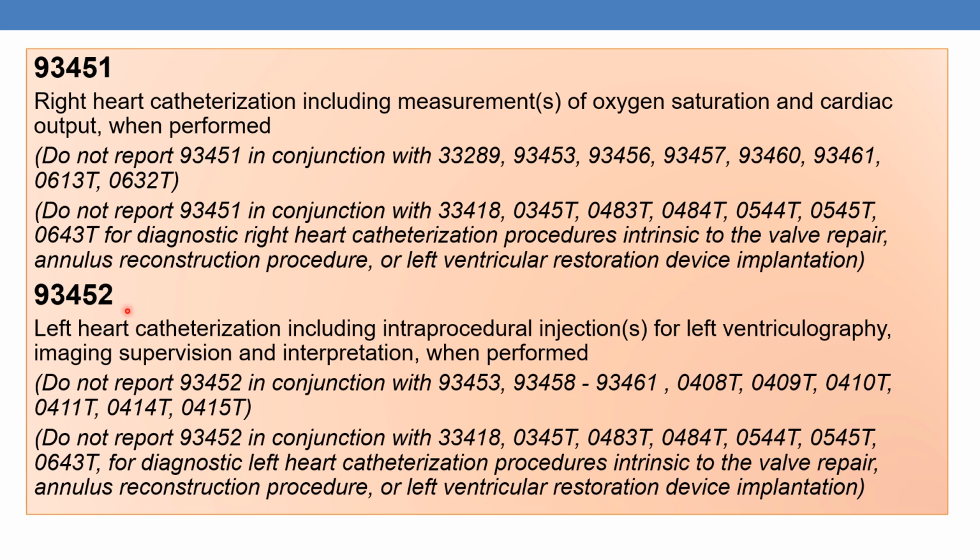Next is 93452. This involves left heart catheterization, including intra-procedural injection for left ventriculography, image supervision and interpretation when performed. Here also is a list of codes that cannot be coded together with 93452. Do not report 93452 in conjunction with these codes, and do not report 93452 in conjunction with these codes.